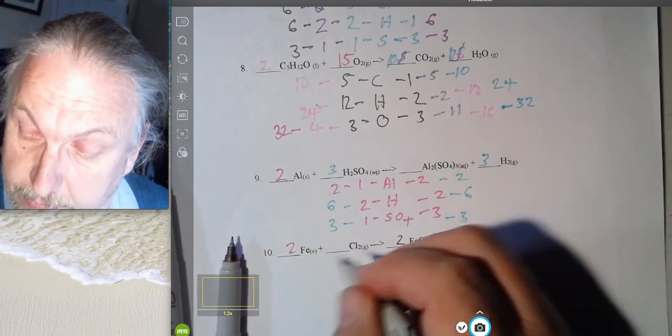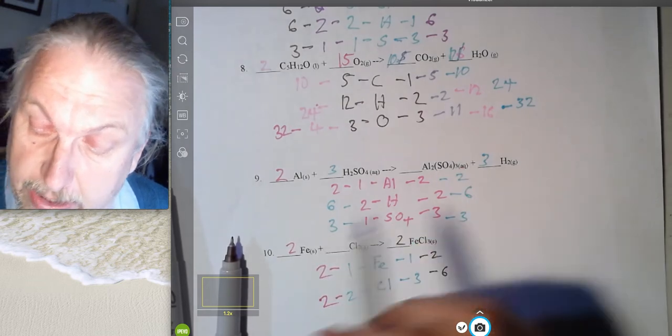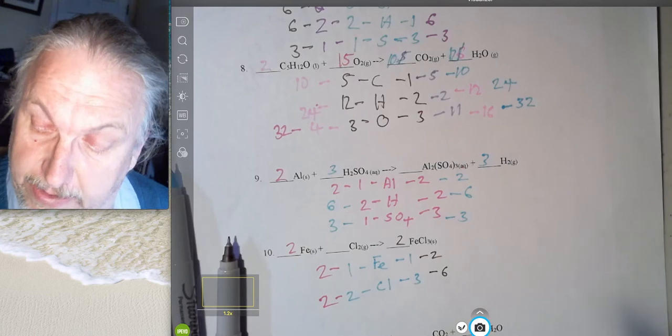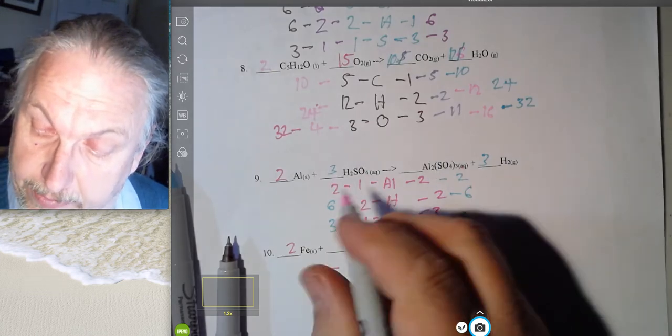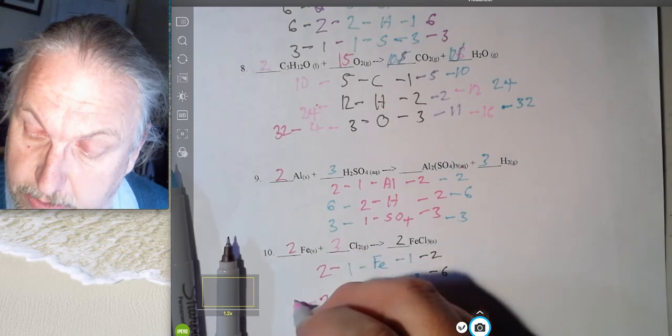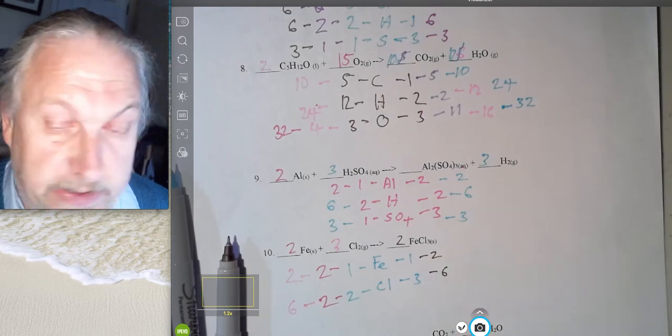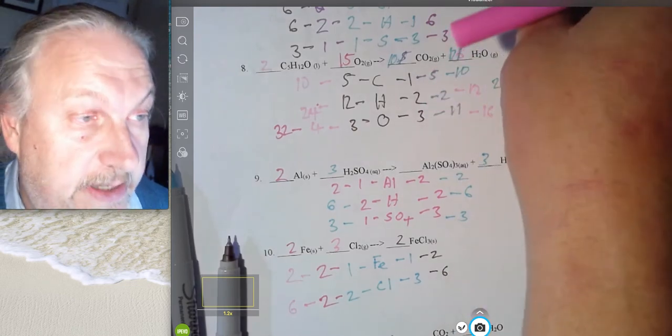Alright, if I put a 2 there, that's going to give me 2 irons. I still only have 2 chlorines. But if I take a 3 here, that's going to give me 3 times 2, 6 chlorines. I've got 2 there, 2 and 6, 2 and 6. That equation is balanced.